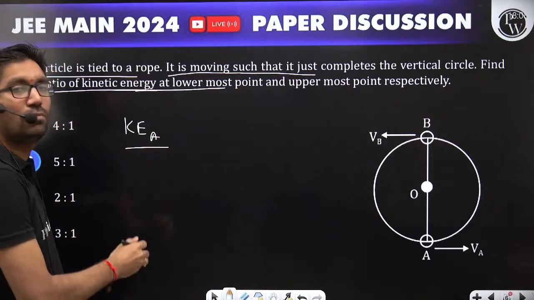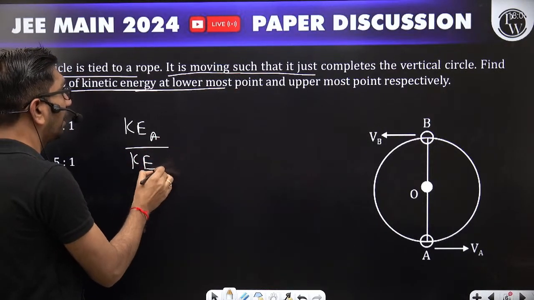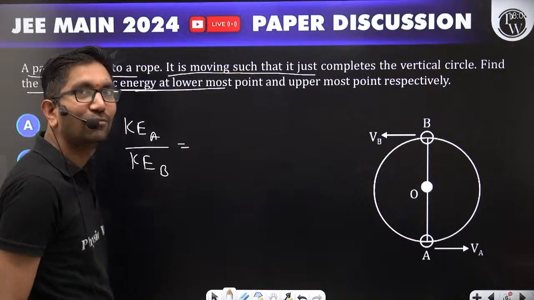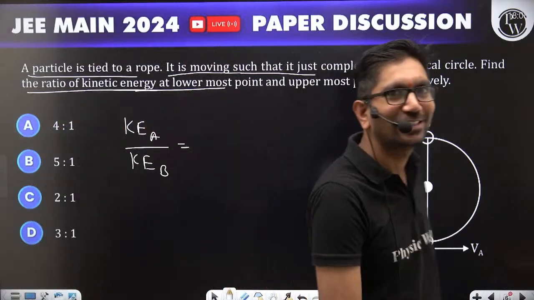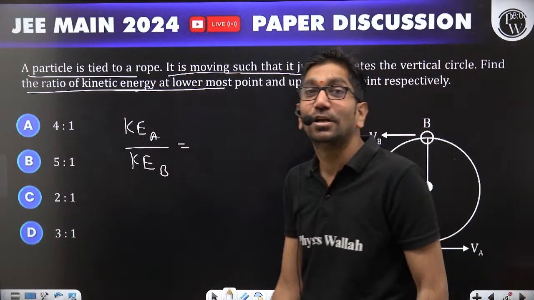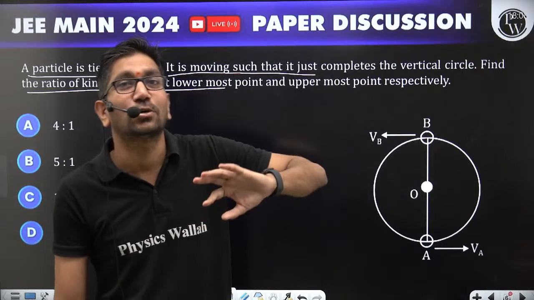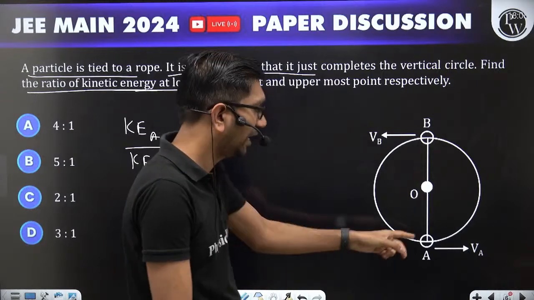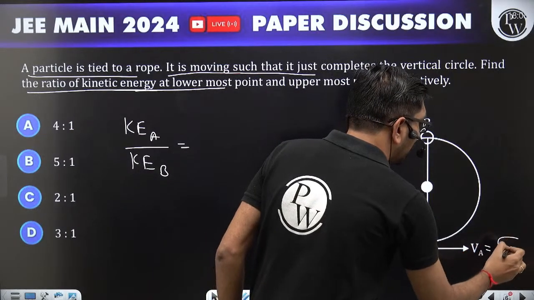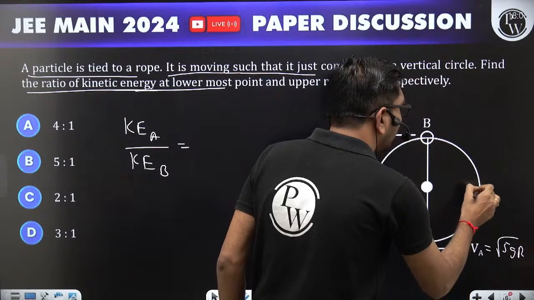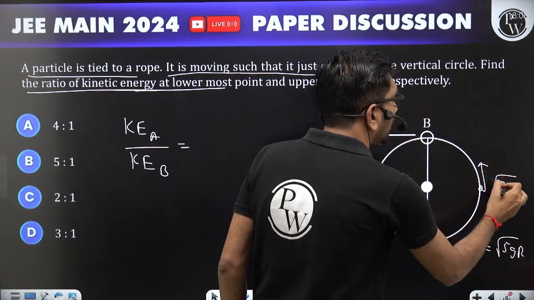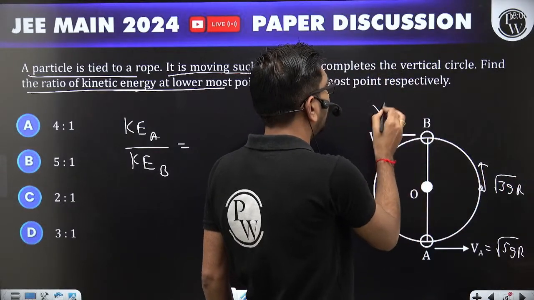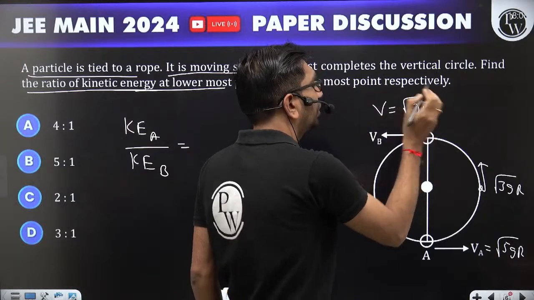And the uppermost point, kinetic energy at point B. Very simple question. Yes, this is related to the vertical circular motion. In order to complete the vertical circular motion, what is the minimum condition? The velocity should be here. What is that one, beta? Root 5 gr, right? And the velocity here is what? Root 3 gr. And the velocity here is what? Under root of gr it is.